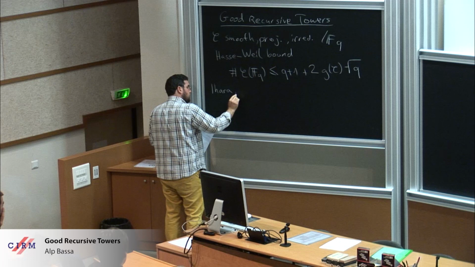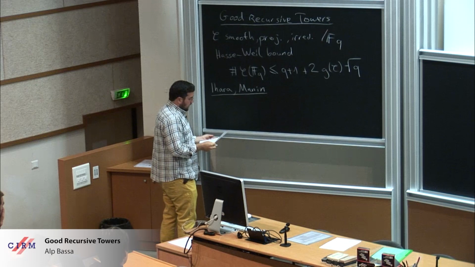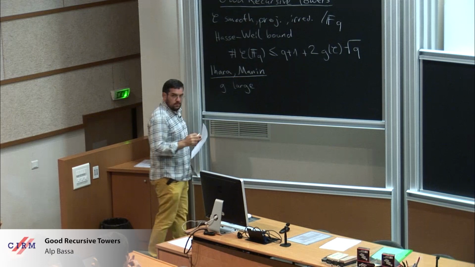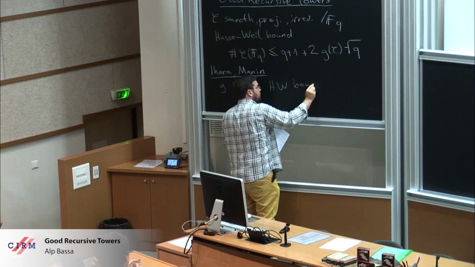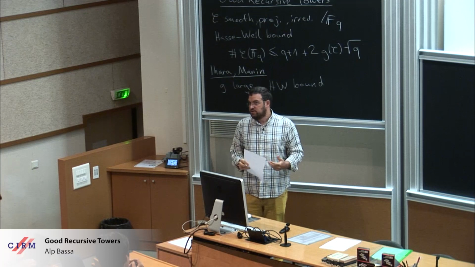This was noticed by Ihara and by Manin in the beginning of the 80s: if the genus of the curve is large compared to the cardinality of the finite field, then the Hasse-Weil bound is bad, which means it cannot be attained anymore. And then the question is, what are reasonable bounds in this regime of large genus curves?